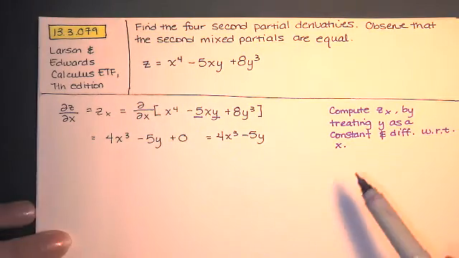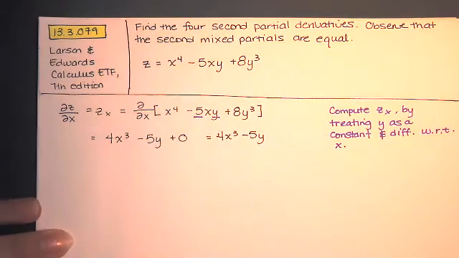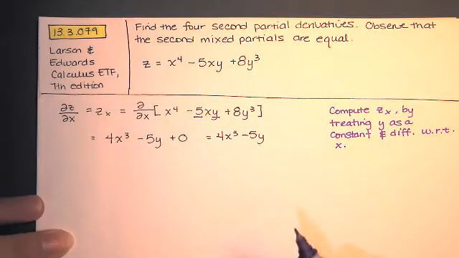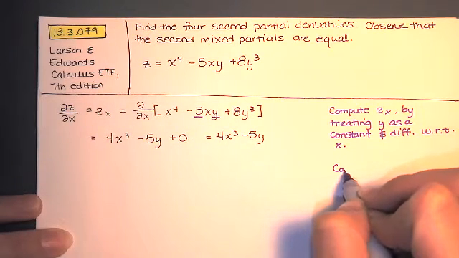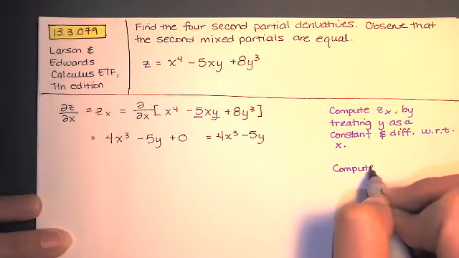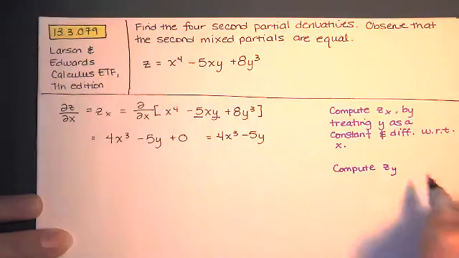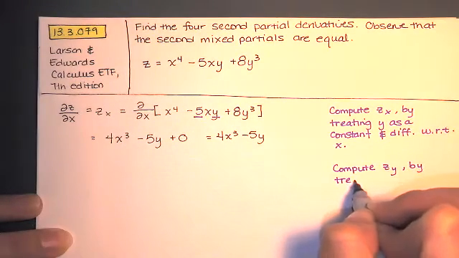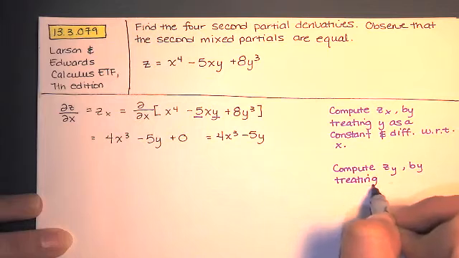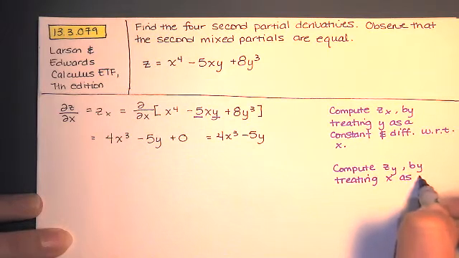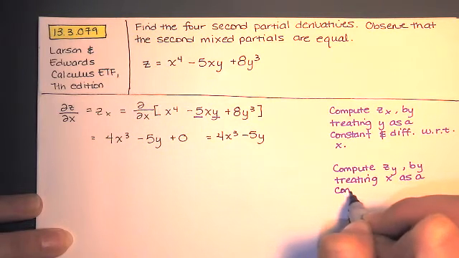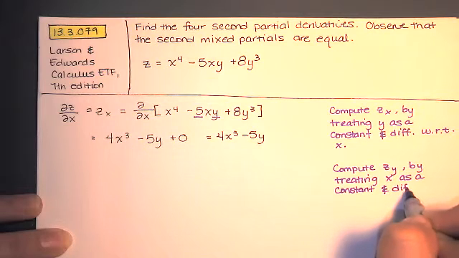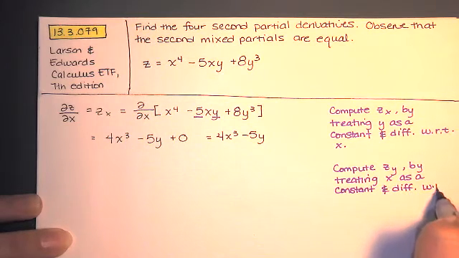Okay, now in order to find second partials, we also need to find the first partial derivative of z with respect to y. So we're going to do the same thing, we're just going to do it the other way around. We're computing the partial of z with respect to y by treating the other variables as constants, in this case x. So we treat x as a constant, and we differentiate with respect to y this time.